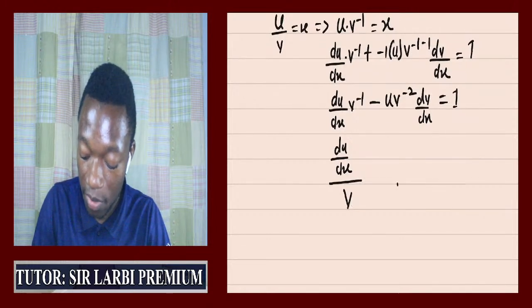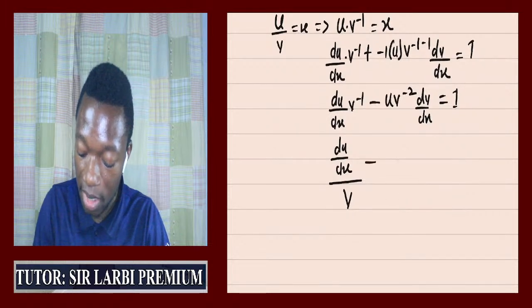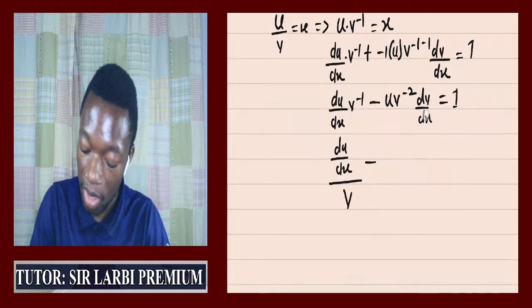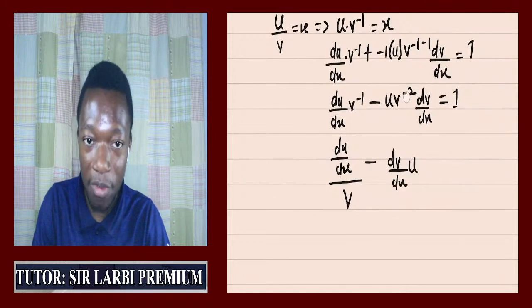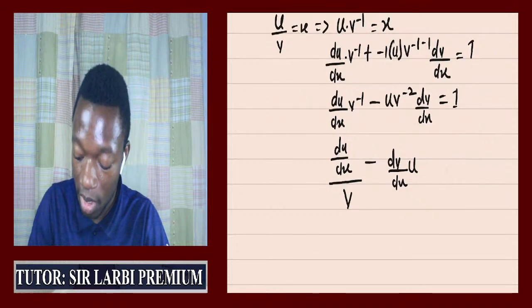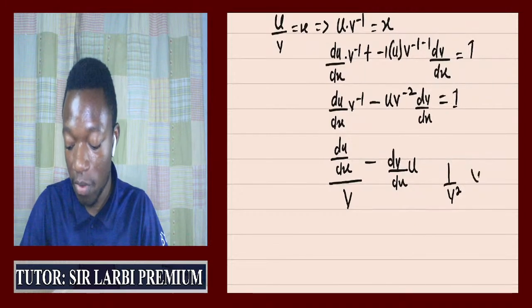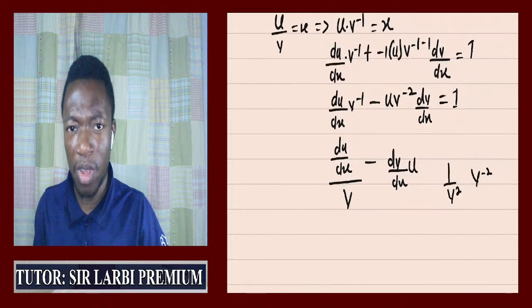Or the same thing as what? V to the power negative 1 as we were having initially. Then minus. Here too we have U. Okay. Or let me bring in this one. So let's say we have dv over dx multiplying U. And remember the v to the power negative 1 can also be written as 1 over v squared. But when you want to write in a more horizontal form, that's where we have v to the power negative 2. I hope you are following that. All right.